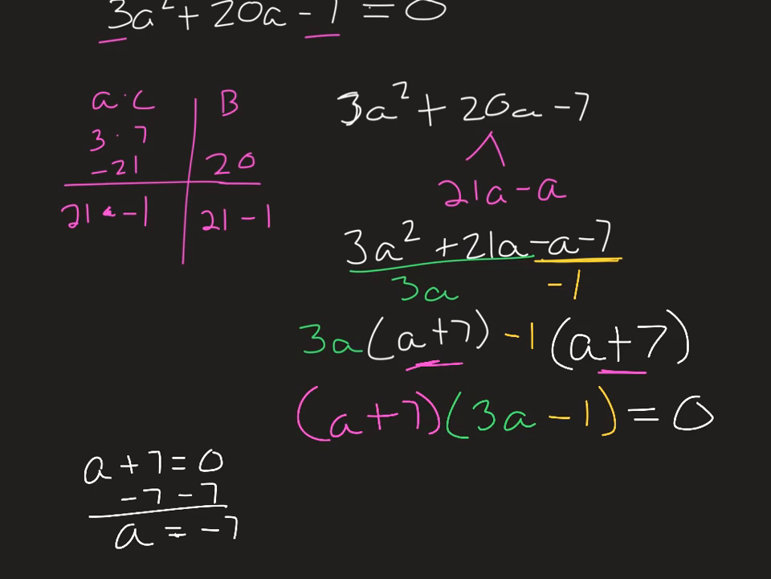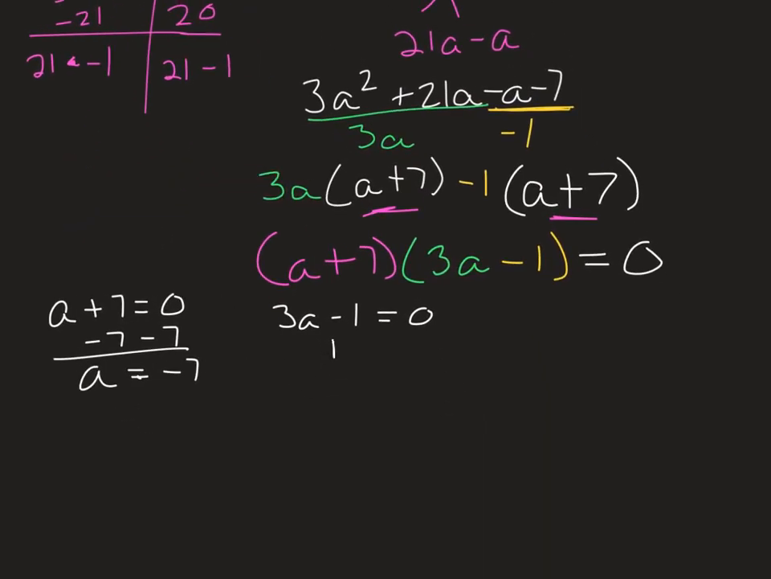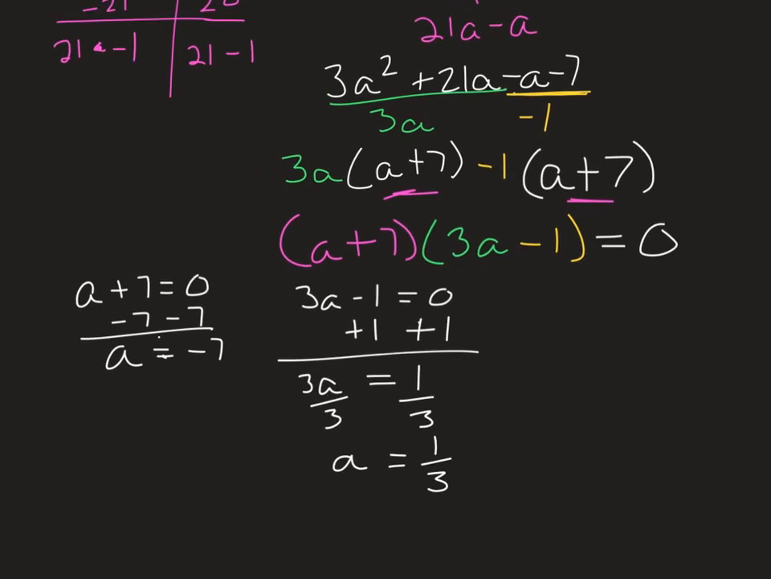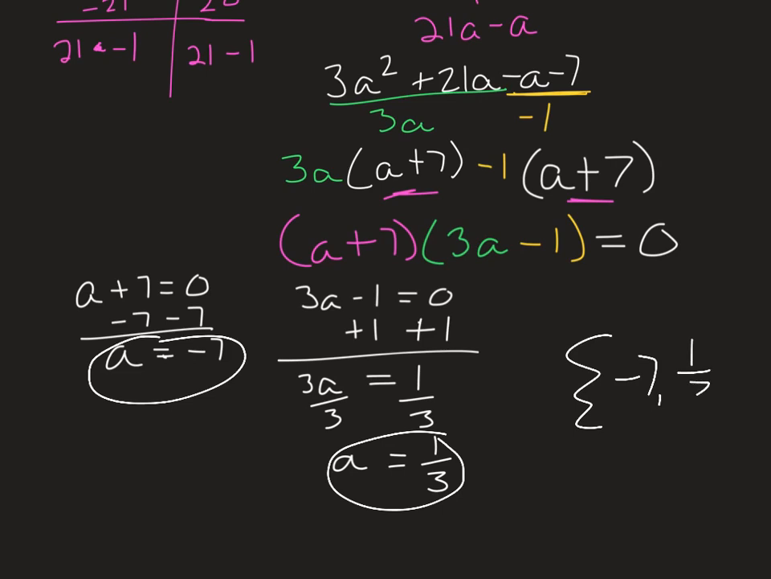And then I also need to deal with this binomial. So 3a minus 1 is equal to 0. And I solve that by adding 1 to both sides. That leaves me with 3a is equal to 1. Divide both sides by 3. A is equal to 1/3. So my two solutions are -7 and +1/3. So it would look, we know I can't draw those braces, it would look a little something like that.